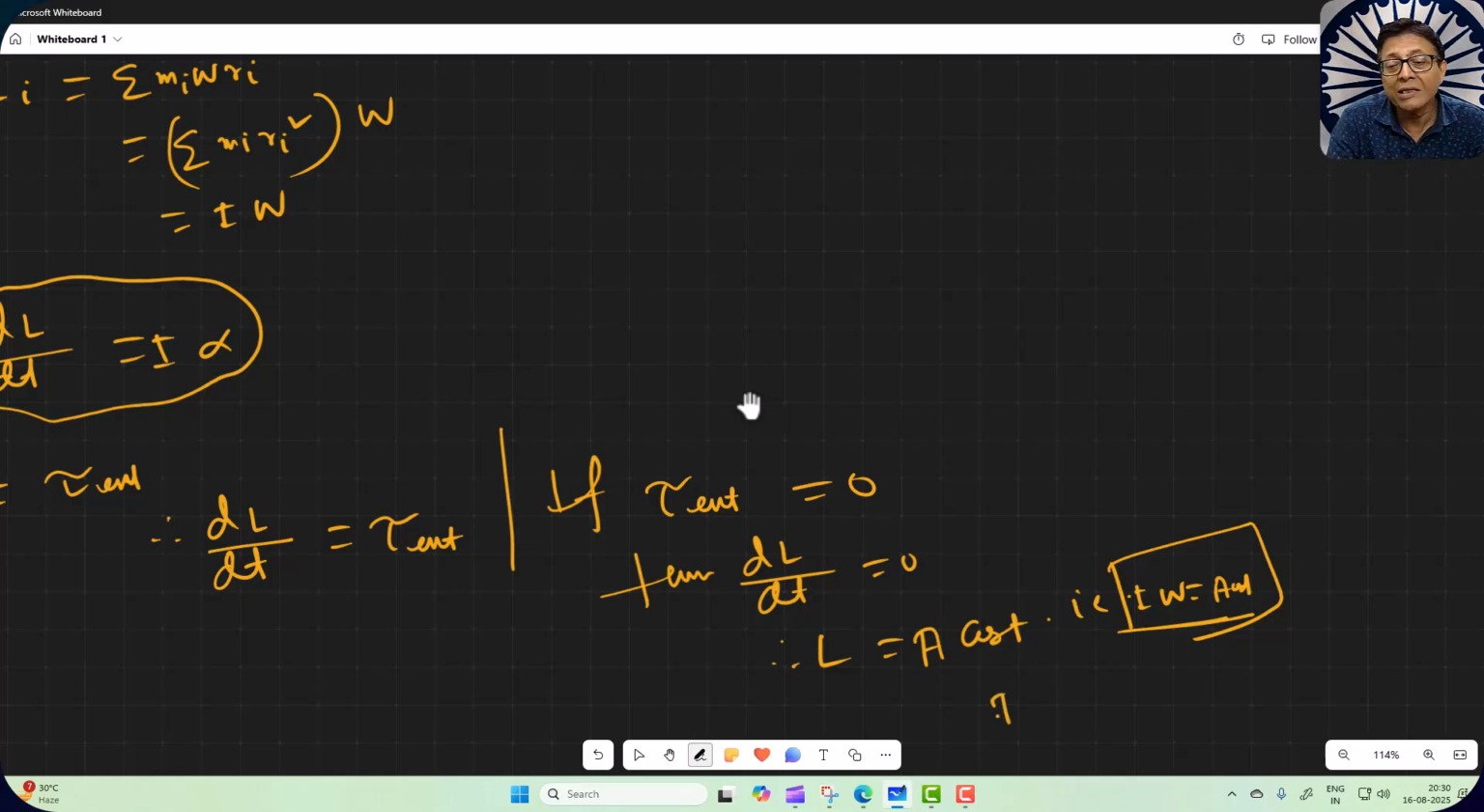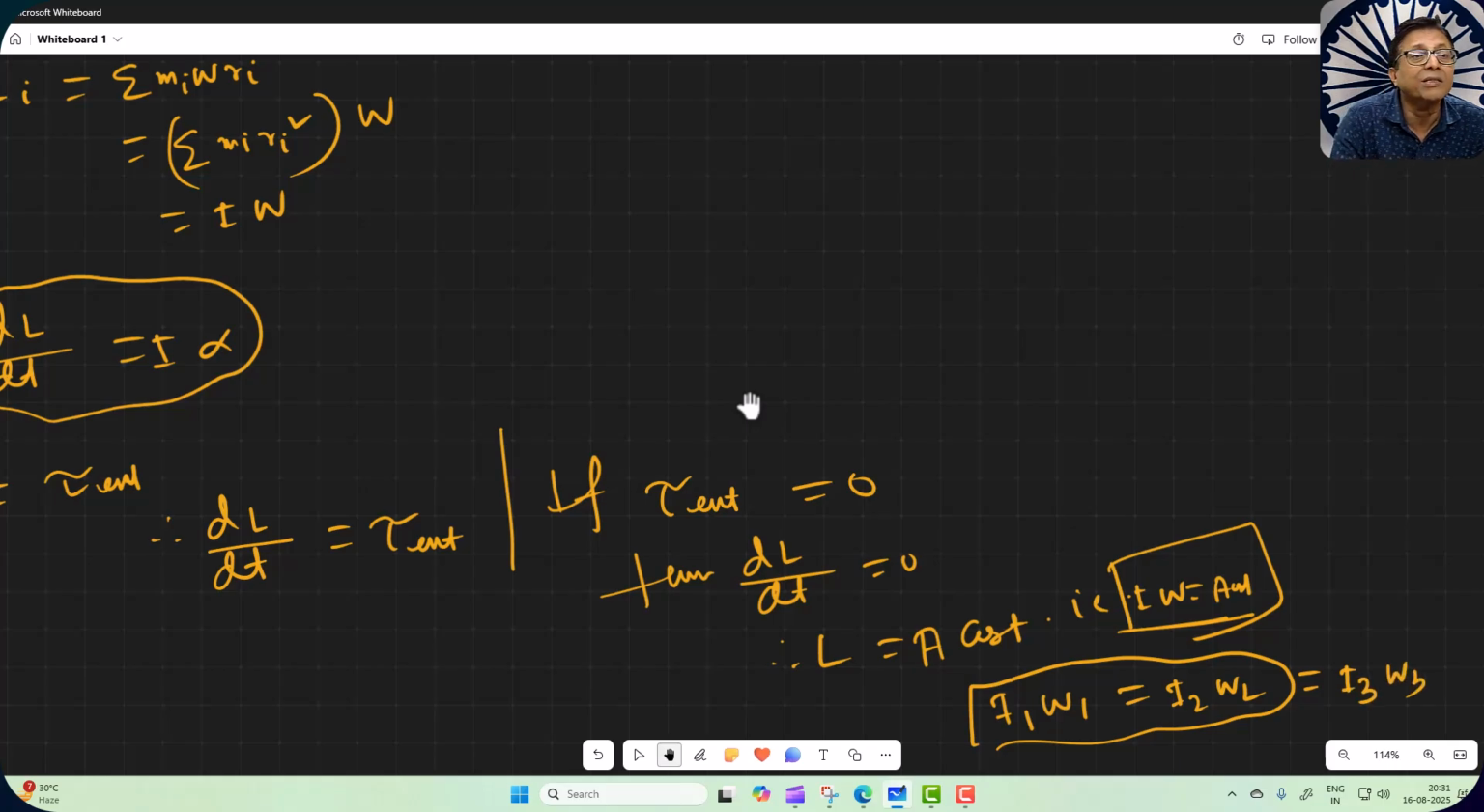At any instant, if it is I1 and omega 1 angular velocity, next instant, in absence of external torque, it is I2 and omega 2, then these two must be equal. Maybe in another situation it is changed to I3, omega 3. They all must be equal. Okay? That's all about the theory portion.